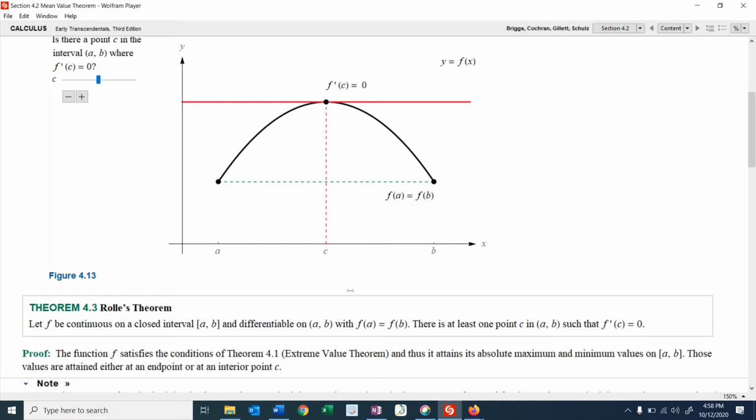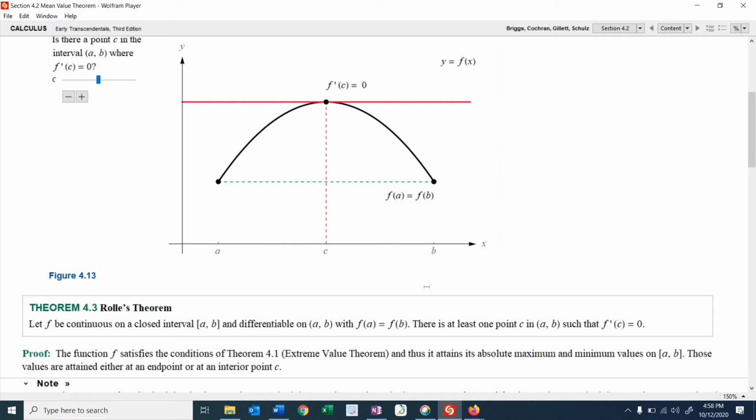Okay, the last condition that we need is we need f of a to equal f of b. In other words, the y value at the left endpoint, f of a, needs to be equal to the y value at the right endpoint, f of b. And you can see in this case, they're both the same y value. All right, so this particular graph satisfies all of the conditions of Rolle's theorem.